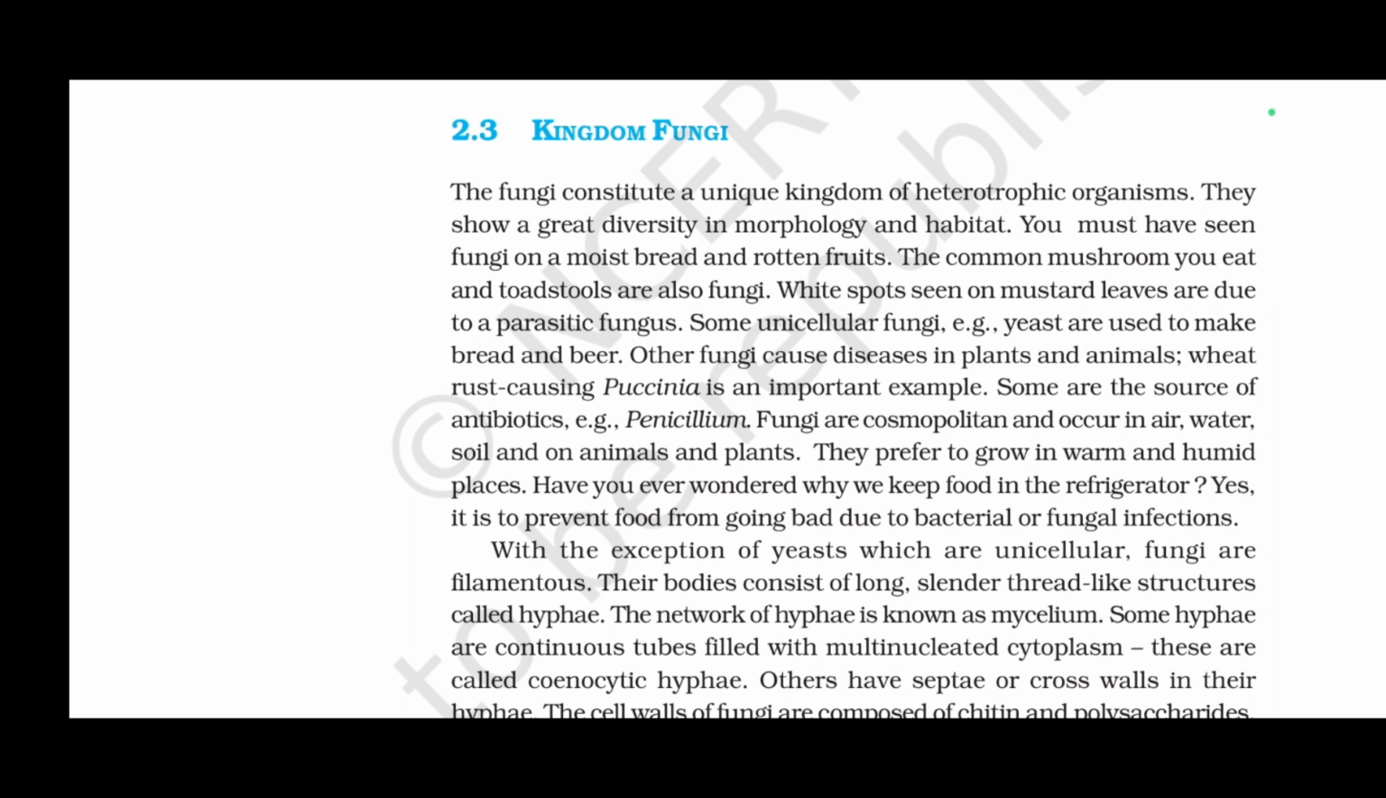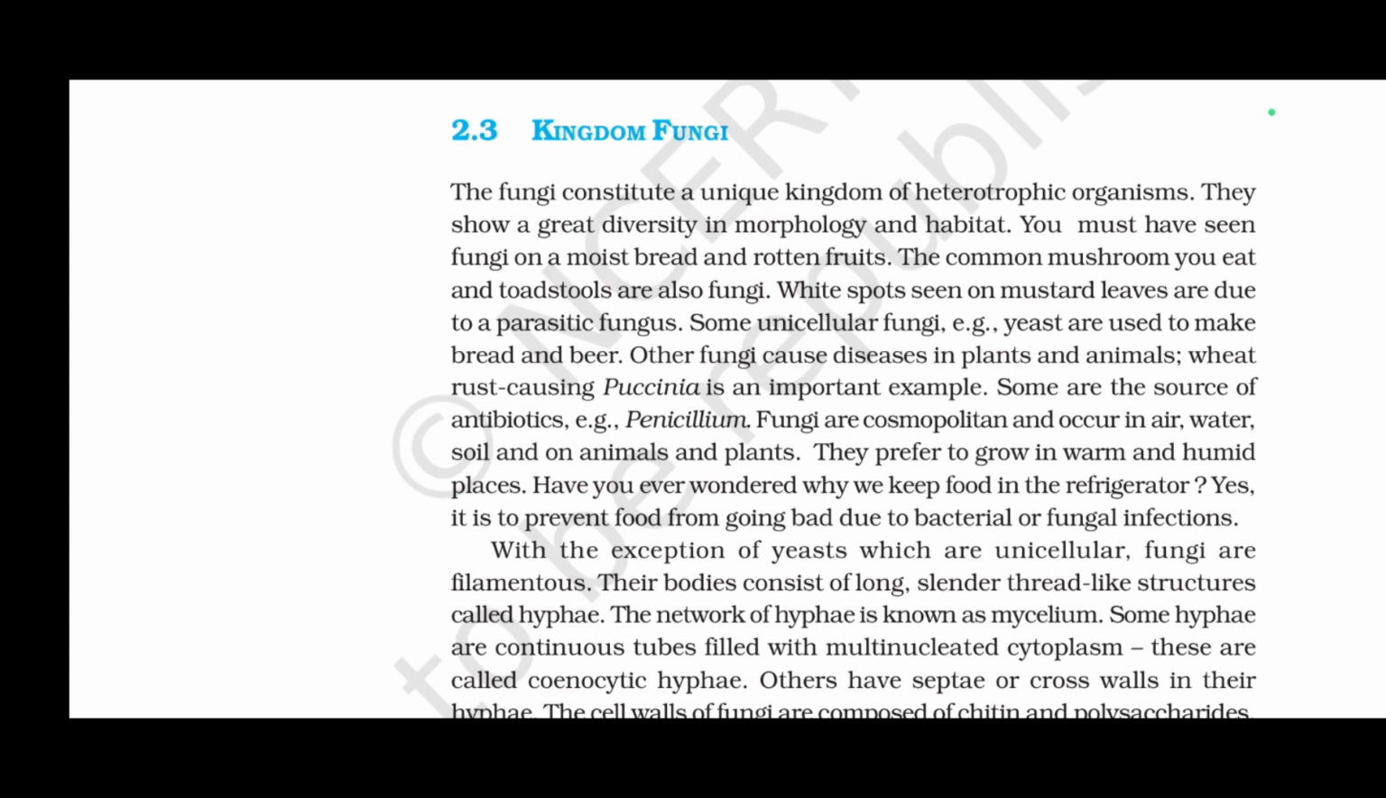The fungi constitute a unique kingdom of heterotrophic organisms. They show a great diversity in morphology and habitat. You must have seen fungi on moist bread and rotten fruits. The common mushroom you eat and toadstools are also fungi. White spots seen on mustard leaves are due to a parasitic fungus, Albugo. Some unicellular fungi, like yeast, are used to make bread and beer. Other fungi cause diseases in plants and animals. Wheat rust causing Puccinia is an important example. Some are the source of antibiotics, like Penicillium.